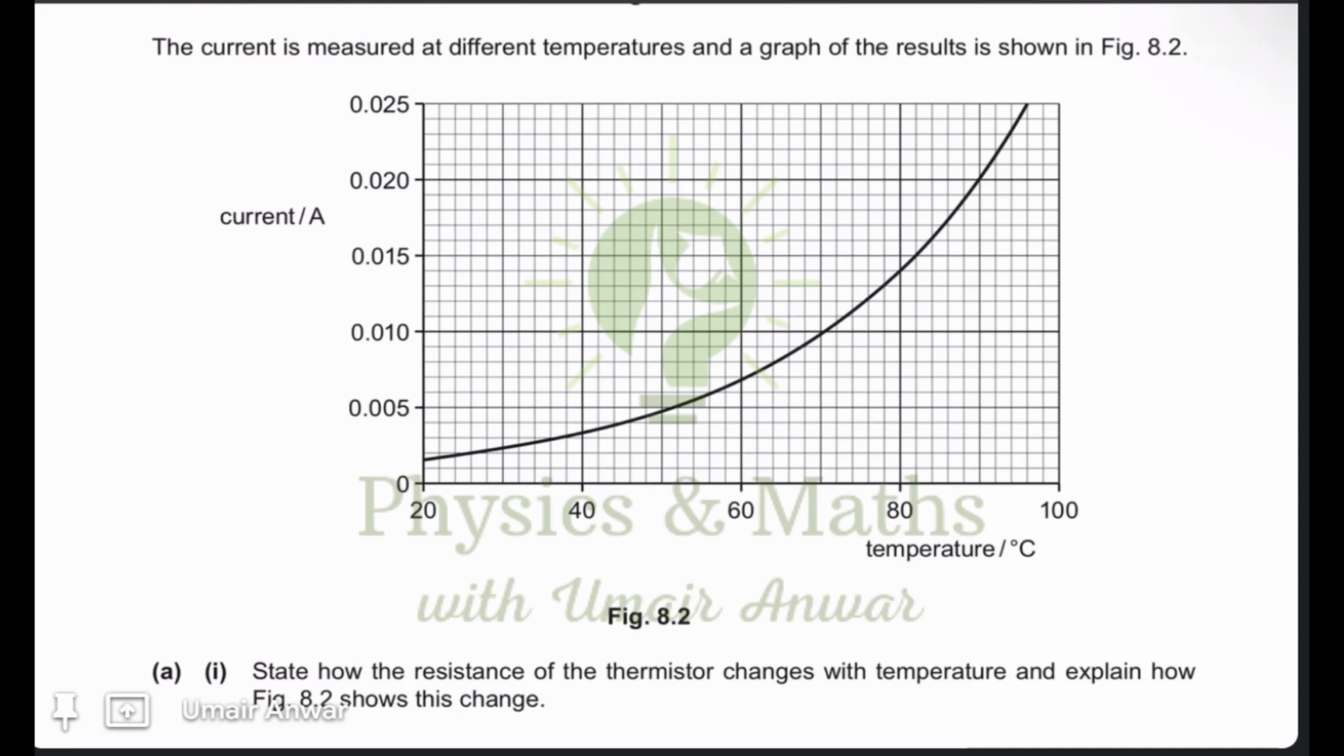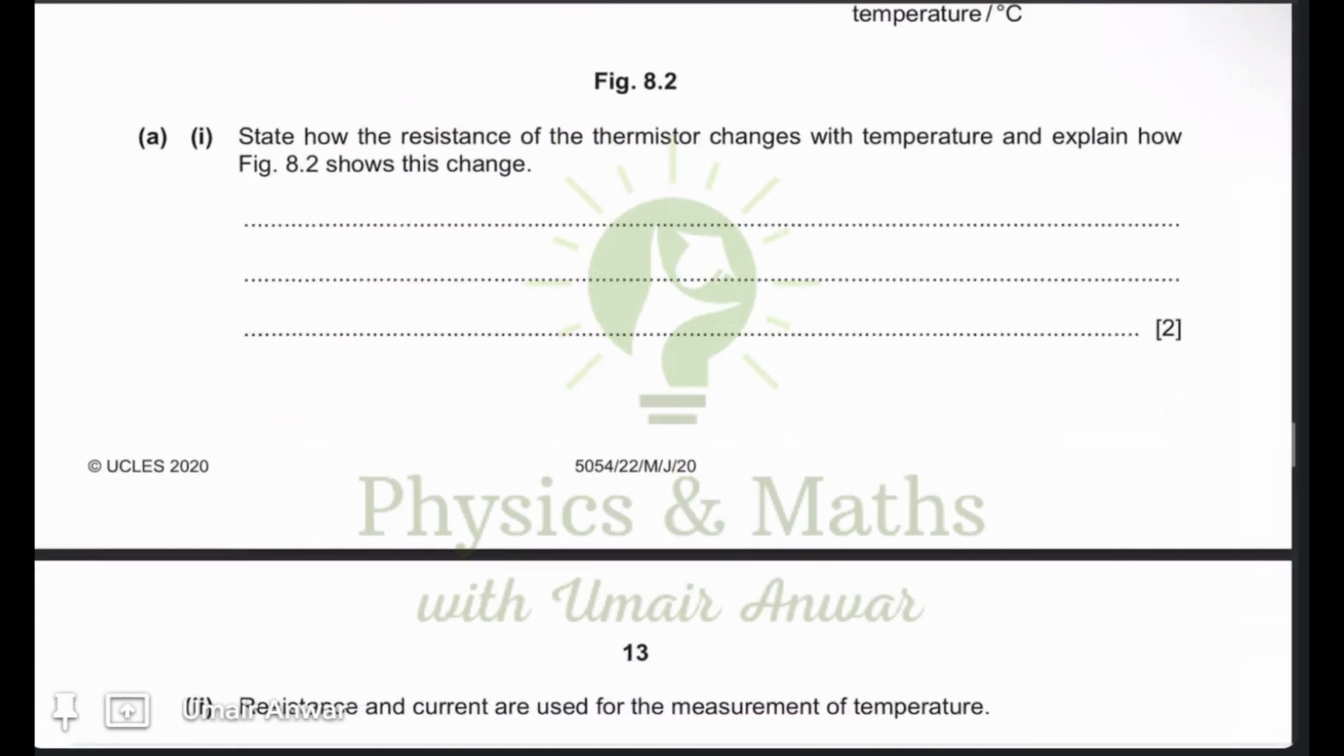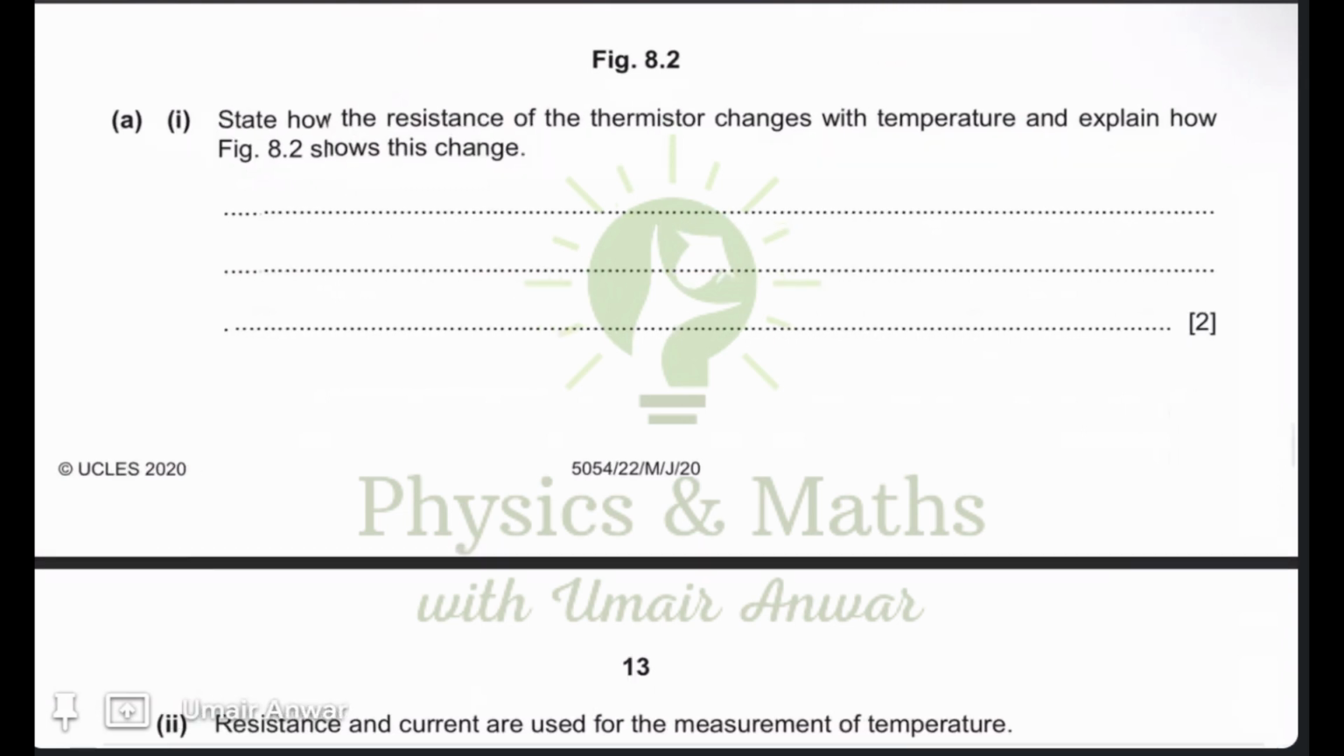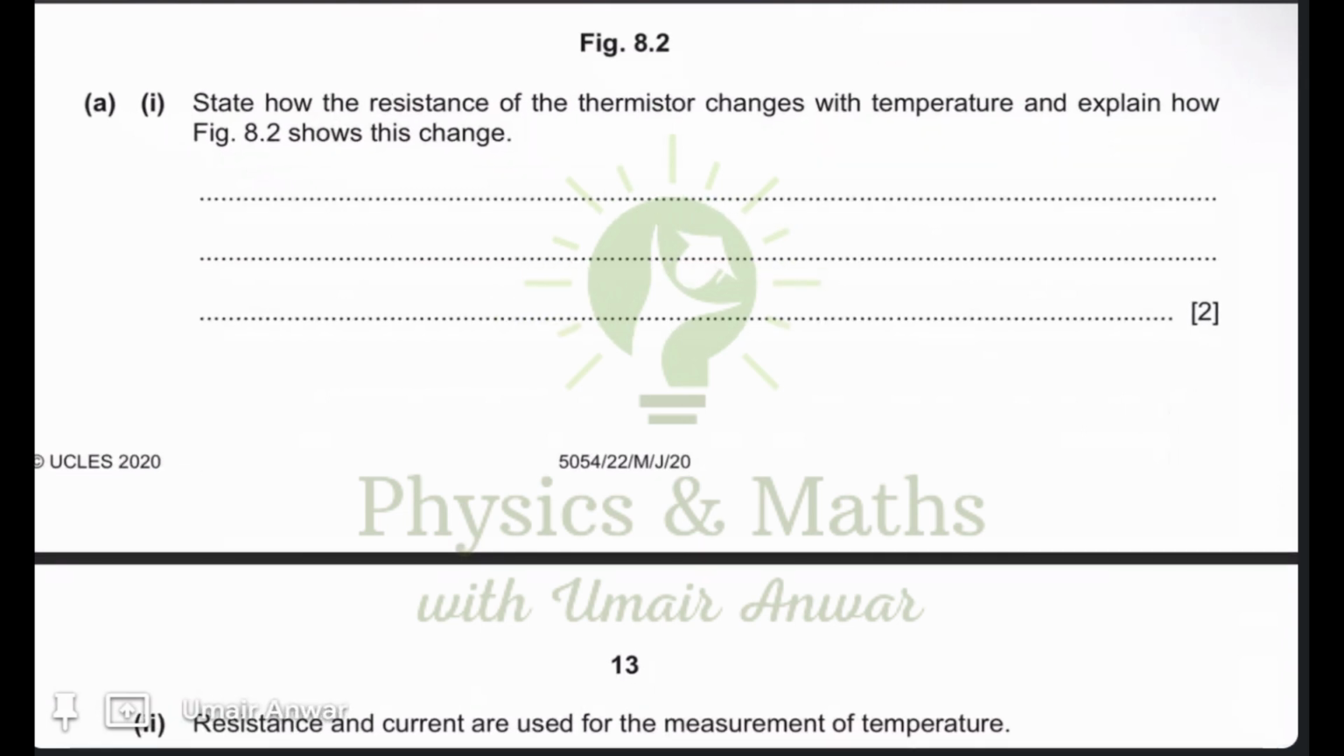So in this graph, we can see that when the temperature increases, the amount of current is also increasing, but they are not directly proportional. It is a curve, which shows that they are related to each other, but not directly proportional. State how the resistance of the thermistor changes with the temperature and explain how figure 8.1 shows this.